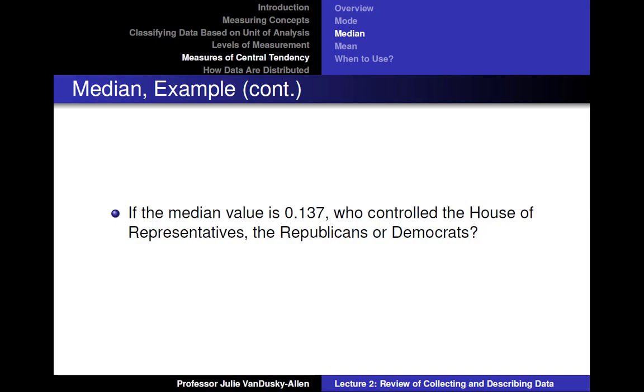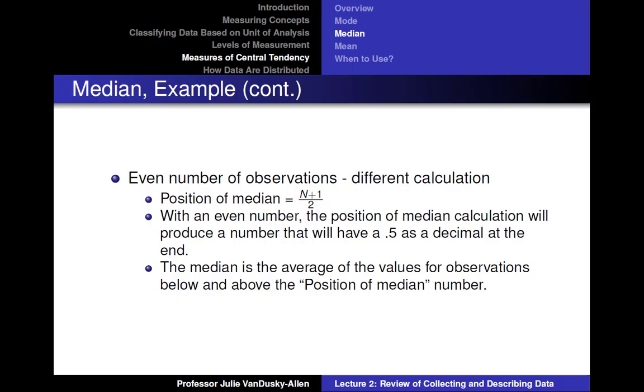If the median House member has a common space score of 0.137, who do you think controlled the House of Representatives, Republicans or Democrats? It was Republicans. Recall that common space scores greater than 0 indicate a House member is conservative. The median tells us in this case that the average House member is conservative, indicating that Republicans control the House of Representatives. I showed you how to find the median for a variable with an odd number of observations.